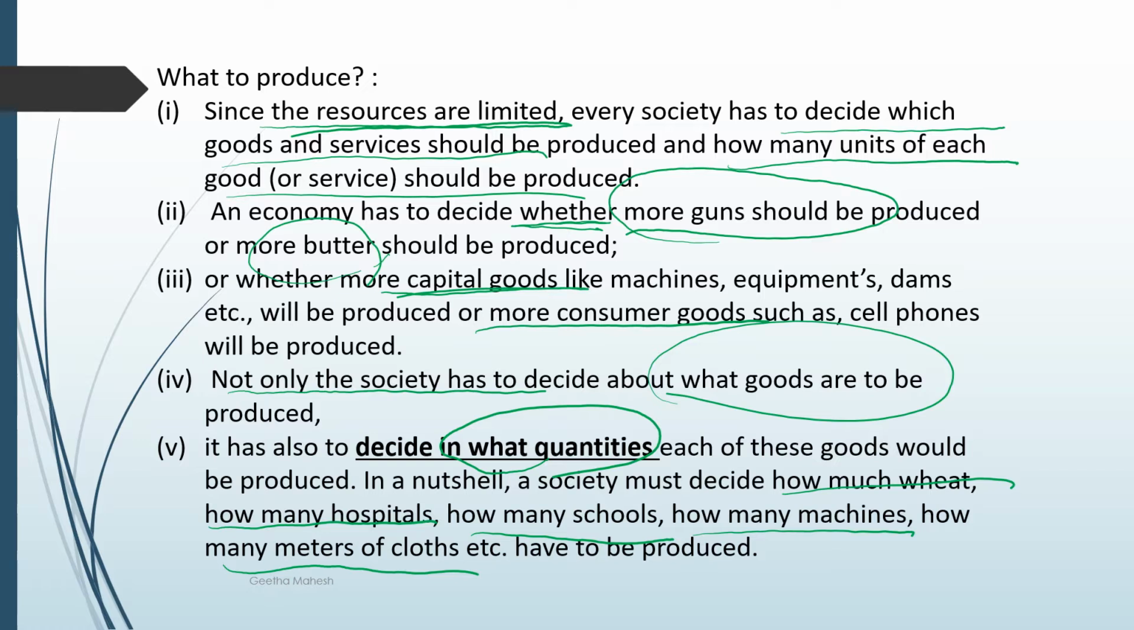Take the example of capital goods and consumer goods. If they produce more of capital goods, the present generation's standard of living will come down. If they produce more of consumer goods, the employment opportunities in the future may come down. So they have to try to bring the balance between capital goods and consumer goods according to the available situation in the economy.